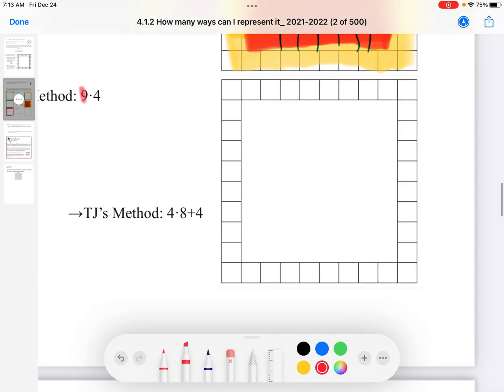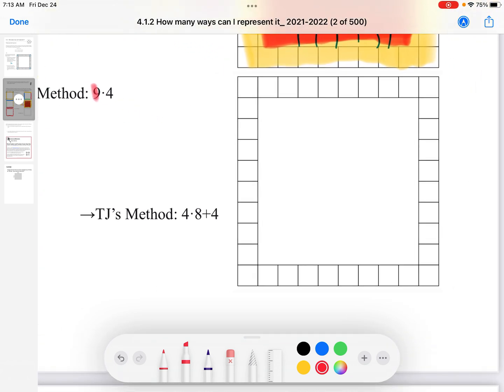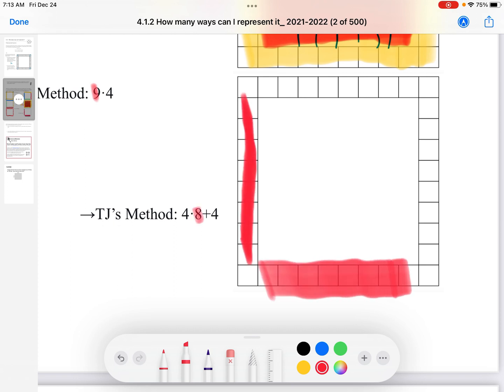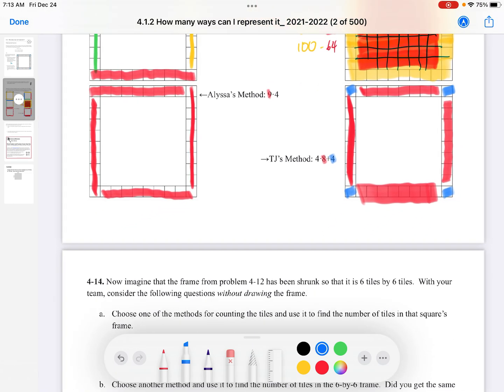TJ's method is 4 times 8 plus 4. All right, 4 times 8. 8. Well, that's big. 8. And we could do a plus 4. Now, could we have done it differently in different spots? Yeah, but I'm just trying to show it the way I think that they would see it, okay?